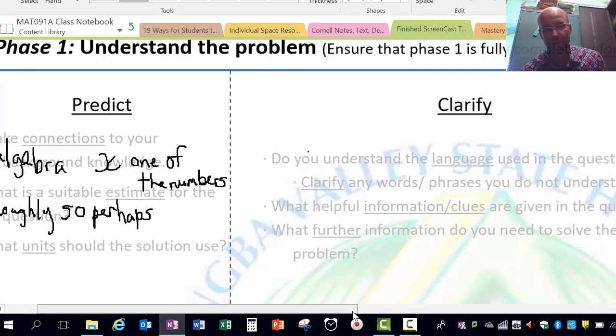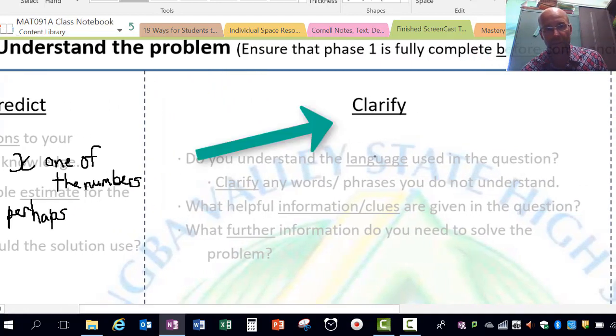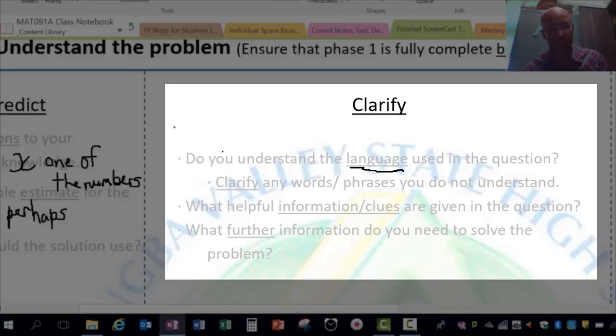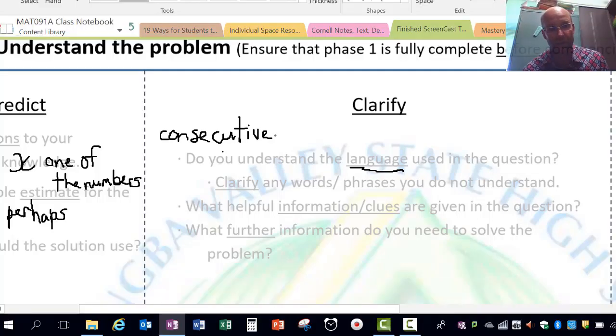Now that brings us to the next point. We need to clarify a few things. Do you understand the language used? Well, consecutive. Now, if you didn't know what consecutive meant, you'd have to ask somebody in your group, or get a dictionary, look it up online, check your textbook if that's relevant, ask your teacher. If you don't know what a word means, you need to find out.